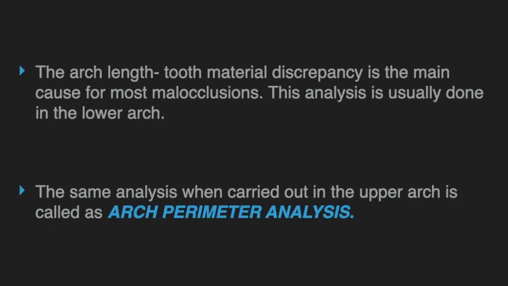Coming to the Carey's analysis. According to Carey's analysis, the arch length tooth material discrepancy is the main cause for most malocclusions. This analysis is usually done in the lower arch. When the same analysis is performed in the upper arch, it is known as the arch perimeter analysis.